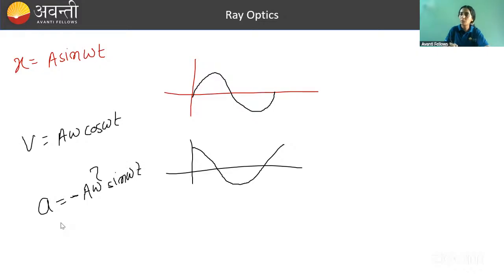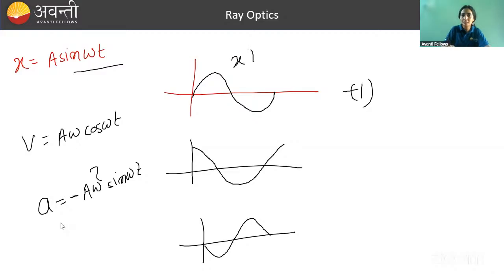Minus sin omega t का ग्राफ कैसा होता है? So this will simply be a mirror image of the first graph, क्योंकि here this is the graph of sin omega t, this is going to be the graph of minus sin omega t. So this will look like this. Done? So this is the xt curve, this is the vt curve, this is the at curve. So this is how we can draw different curves.